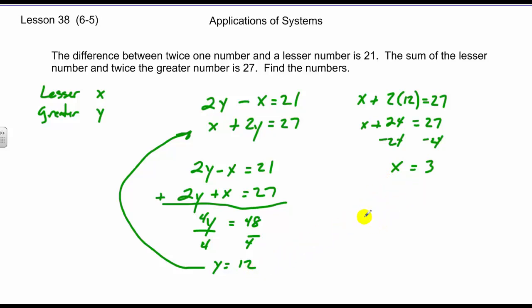So once again, if I take twice my bigger number, subtract off the smaller number, I get 21, which is true. And then if I take my smaller number, and add to that twice my greater number, I get 24 and 3, which is 27, and this problem checks.